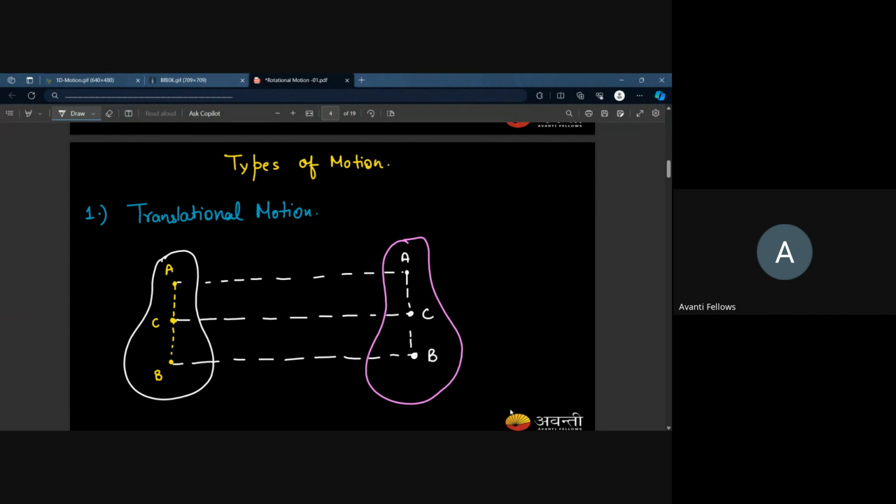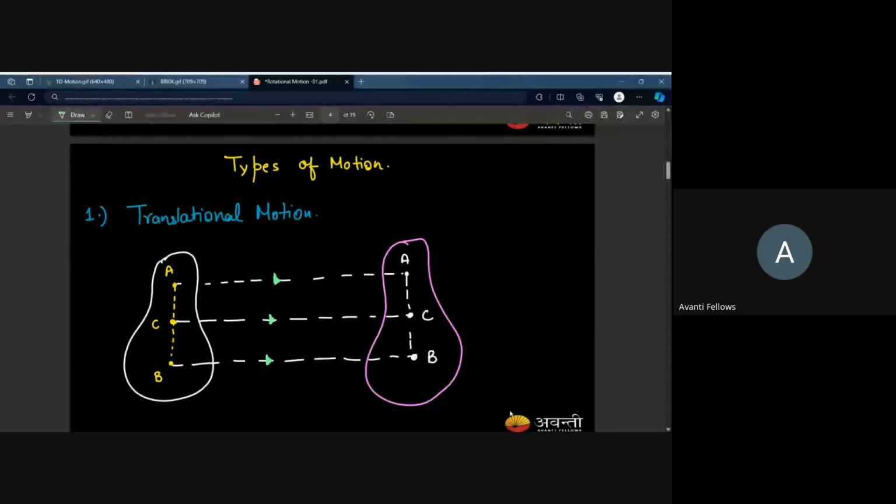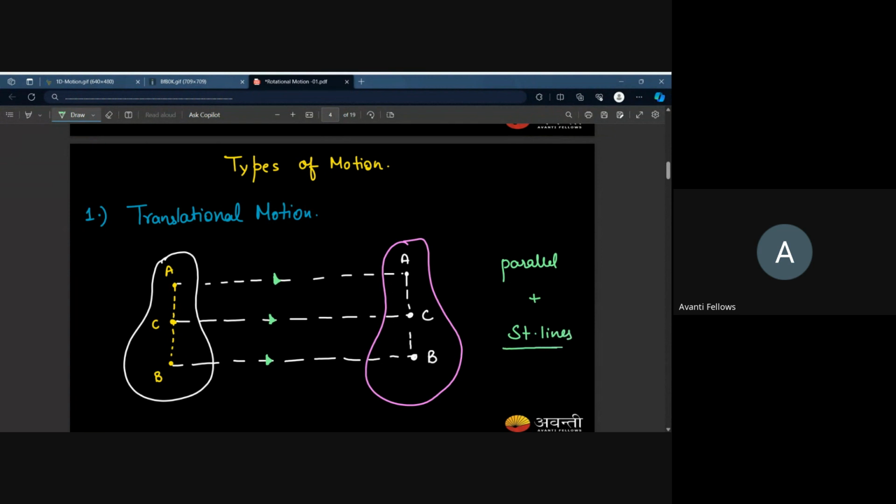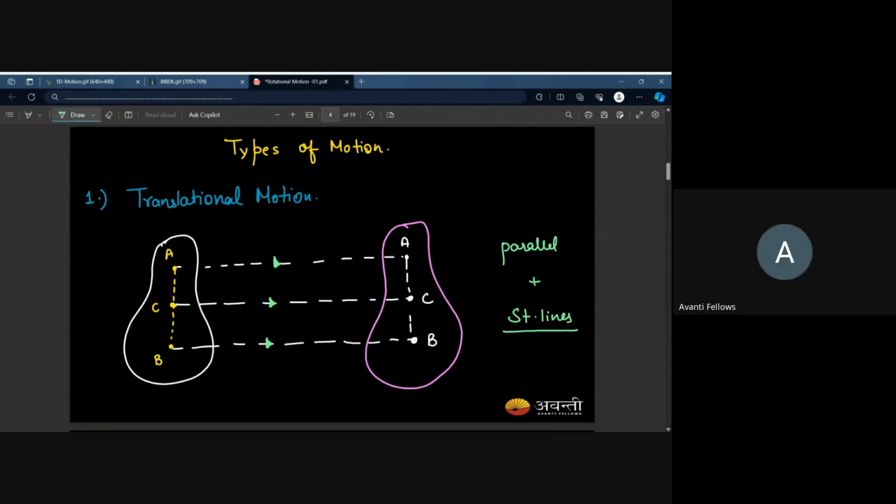So if you see here, all the trajectories are straight lines and they are parallel to each other. Do we get this? The trajectories are parallel to each other and they are straight lines. Yes or no? Yes, ma'am. So whenever you get this condition, where the trajectories are parallel to each other and are straight lines, then you will say that the body is under translatory motion. Is that fine? Yes, ma'am.